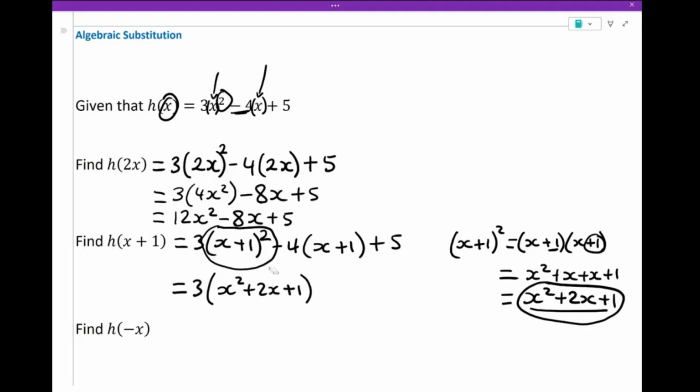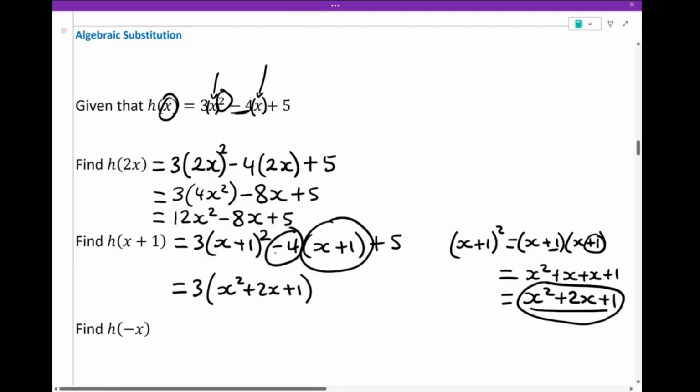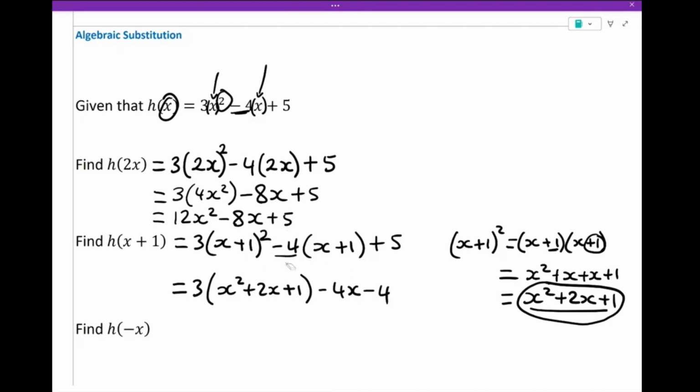Close bracket. And then we've got the negative 4 multiplying this bracket here. So negative 4 times x is negative 4x. And then negative 4 times positive 1 is negative 4, like that. And then we've also got the plus 5 at the end. Don't forget about that.